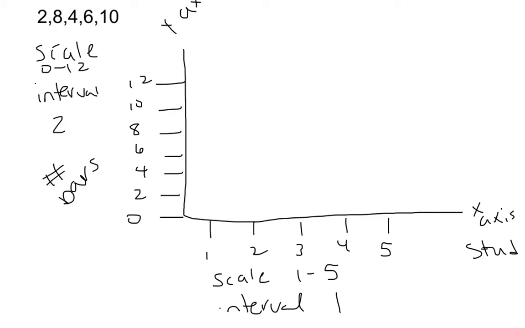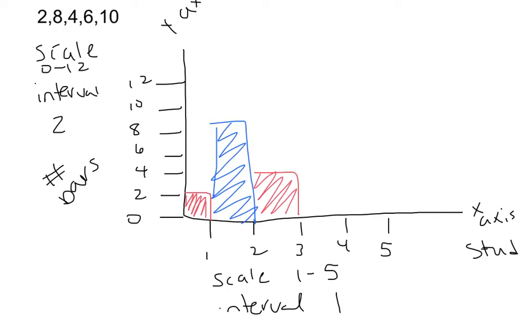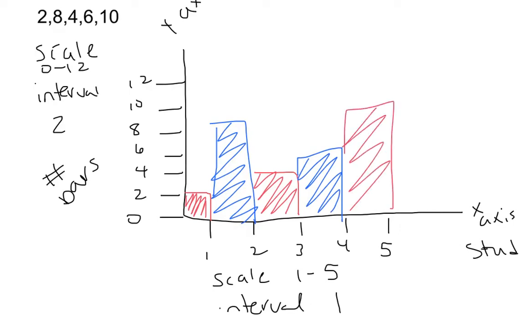Alright, so I can quickly color these in. Student number 1 brought in 2, so I'm going to color their graph in red. Student number 2 brought in 8, so let's go up to 8 here, draw our bar, color it in. Student number 3 did 4, so let's go to 4, bring it down, color our bar in. Student number 4 brought in 6, so let's go up to 6, color that in. And student number 5, finally, last one, brought in 10. Okay, that's our bar graph.